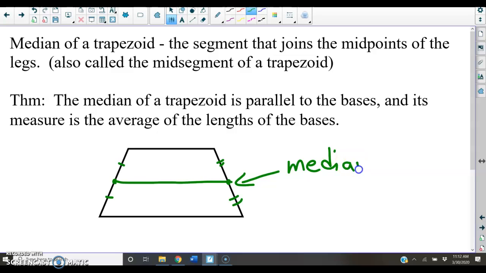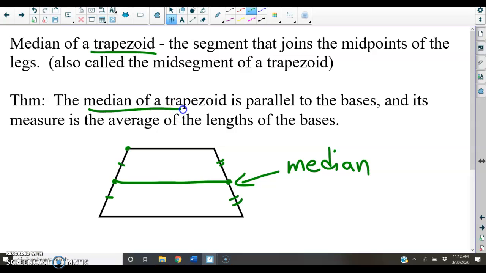It connects midpoints. It's different than the median of a triangle. A median of a triangle connects a vertex to the middle of the opposite side. But a median of a trapezoid, you wouldn't know which side to go from here. Is it this side or is it this side? So it connects midpoints of the legs. Okay, it doesn't even connect midpoints of the bases. It has to be midpoints of the legs.